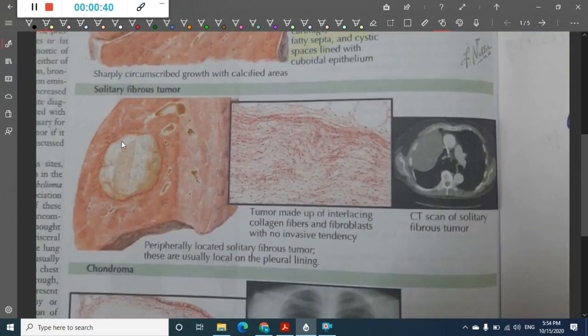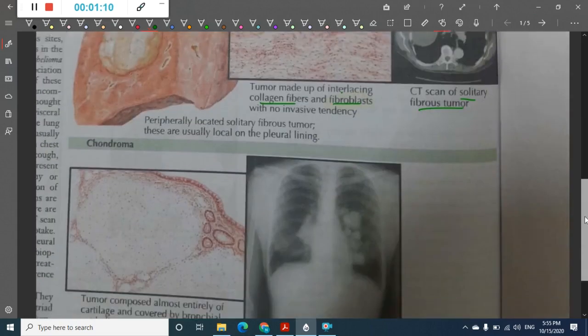Then the next benign tumor is solitary fibrous tumor. So this is solitary fibrous tumor. It is located peripherally, and it is made up of fibrous material. So you will see collagen fibers which are interlacing together, and you can also see fibroblast cells at some places. So this is the interlacing collagen fibers and fibroblasts. This is the solitary fibrous tumor which you can see on the CT scan.